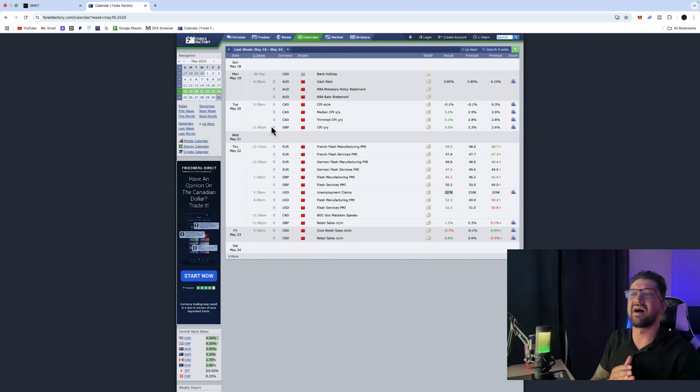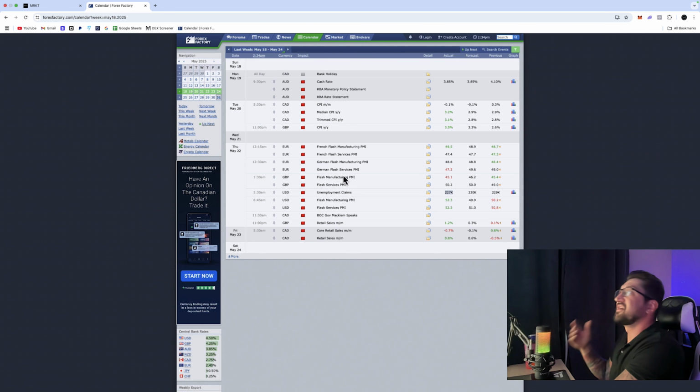With that being said, I don't recommend having open risk during news. Wait till after the release, do your assessment, decide if you want to participate. So that's kind of the basics of red folder news.